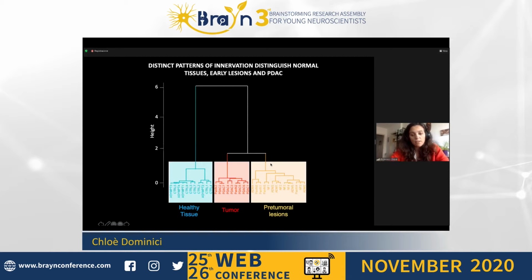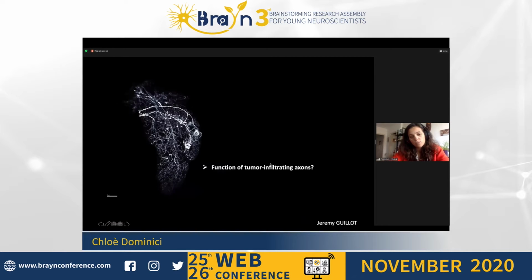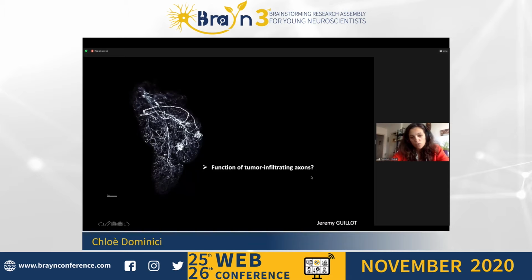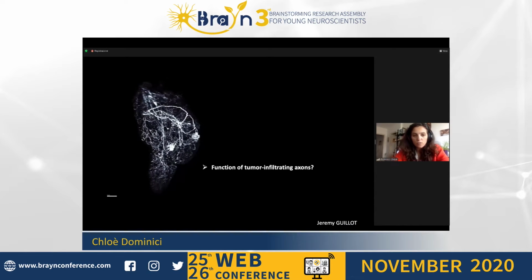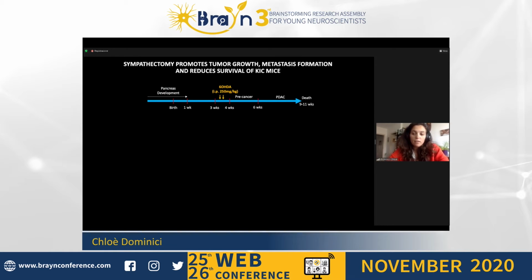So finally, I will just show you very briefly the work of Jérémy Guillot, a PhD student in the lab, that looked at the function of these newly formed axons inside the tumors. So he did pharmacological denervations. He injected a drug, 6-OHDA. This drug will lead to neuronal death of only the sympathetic system. He injected the drug at around 3 and 4 weeks, so before the first pretumoral lesions appear.